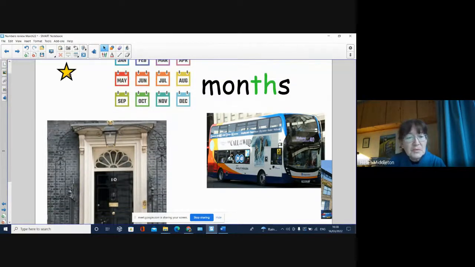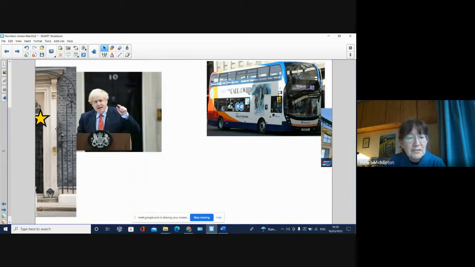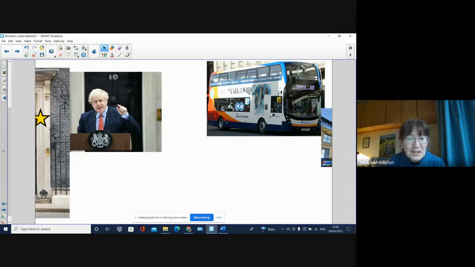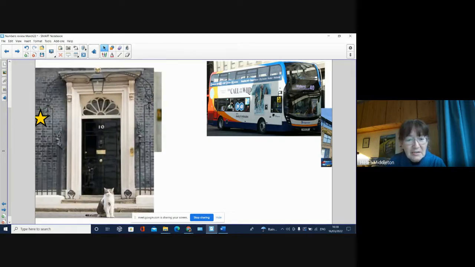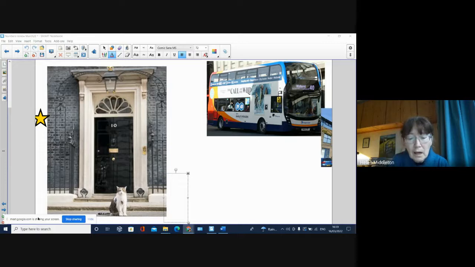What else? Where else do we see numbers? Can you see the number on this picture? Whose house is this? Do you know? Well, I think the cat lives there, but a man lives there as well with his wife. Yes, it's Boris Johnson. Boris Johnson lives in this house. So the number on the door here is the house number. House. Difficult spelling. Starts with an H.